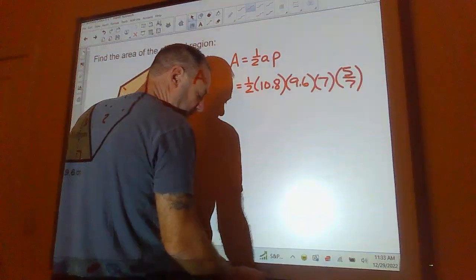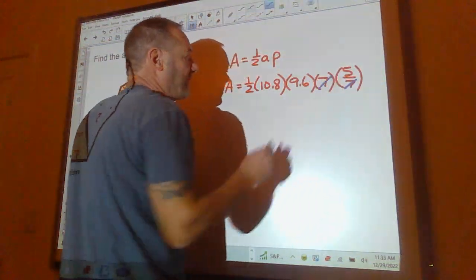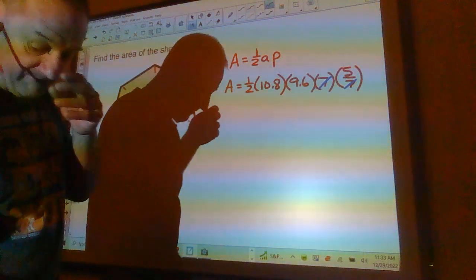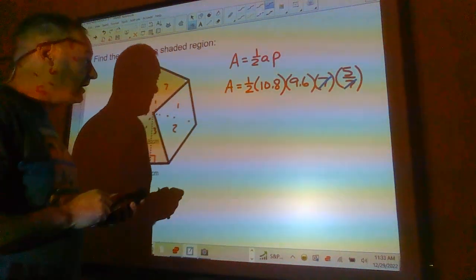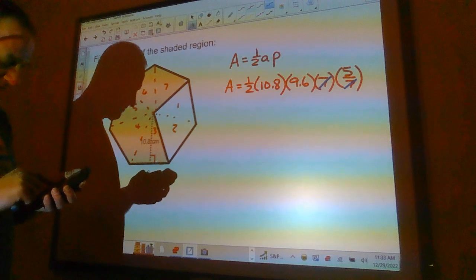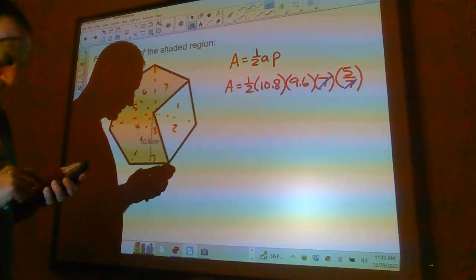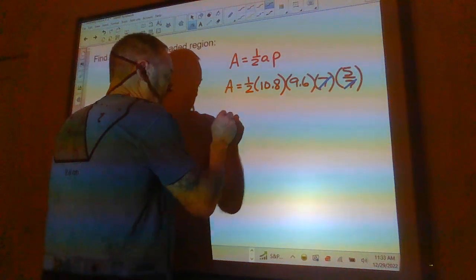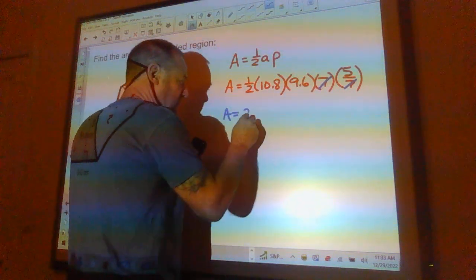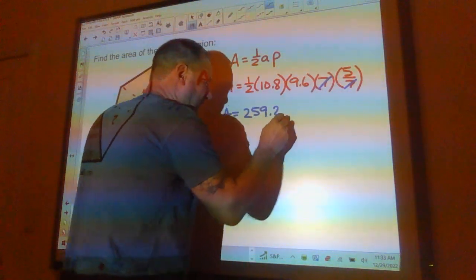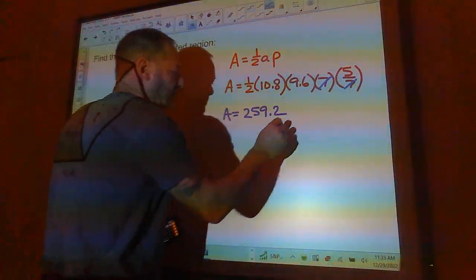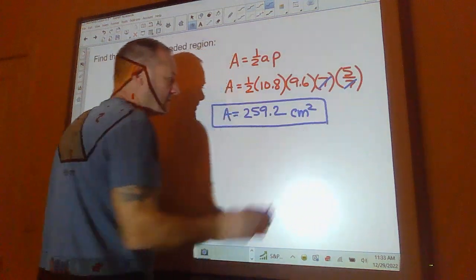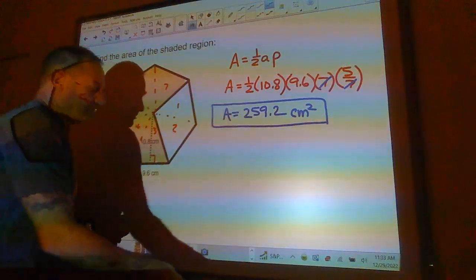Okay, so right away I know this is going to cancel that out. And let's see, half of 10.8 is going to be 5.4 times 9.6 times 5. So this area is going to come out to be 259.2. My units are square centimeters. So there you go. Hopefully you got that.